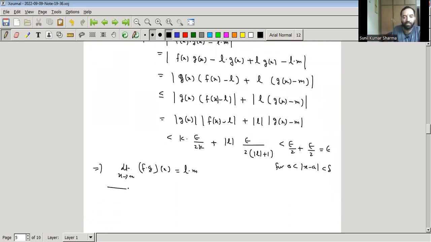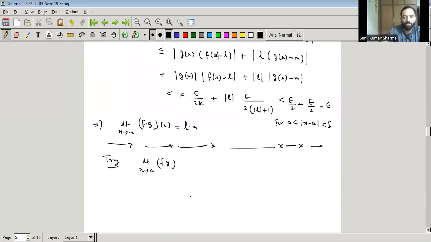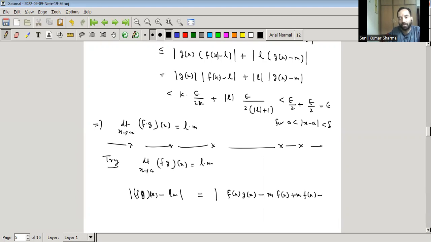So you can try this again. Try to prove limit x goes to a of f into g at point x is equal to L into M, but by estimating f into g at x minus L M, so you add M into f of x and subtract M into f of x, and add M into f of x minus L into M. Now you have to take f to be bounded. So you try this part, also try the fifth part.